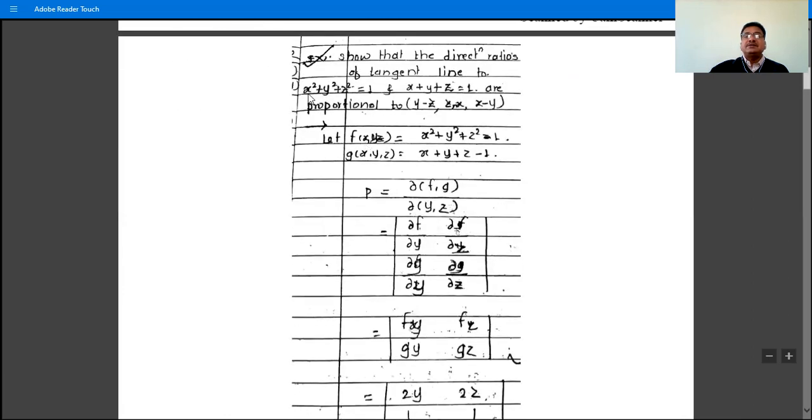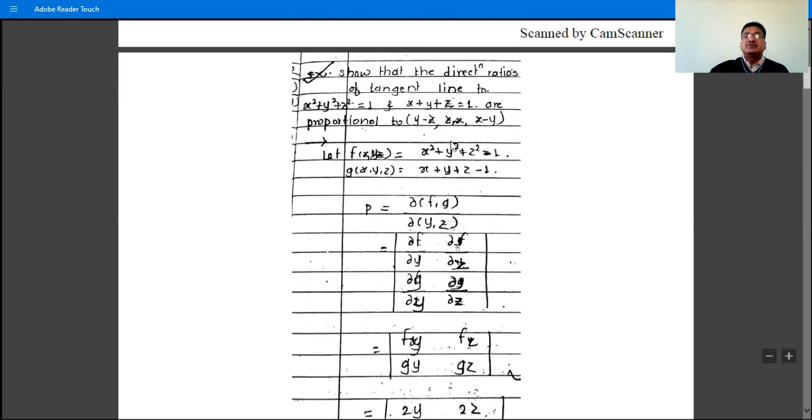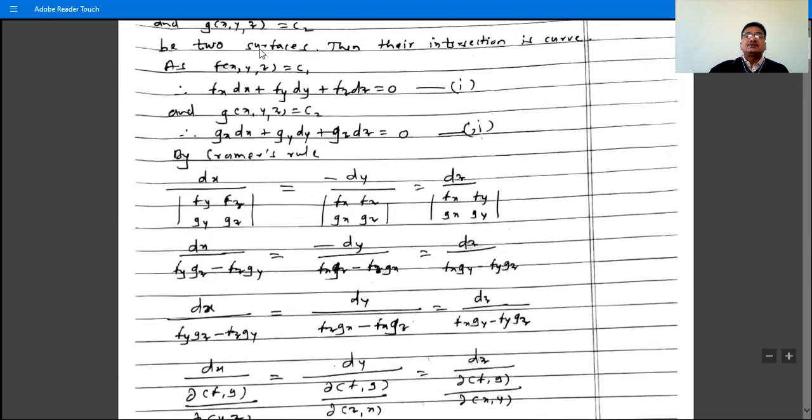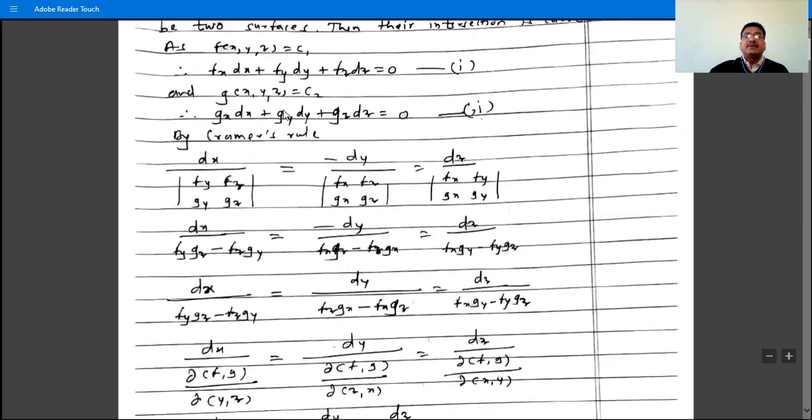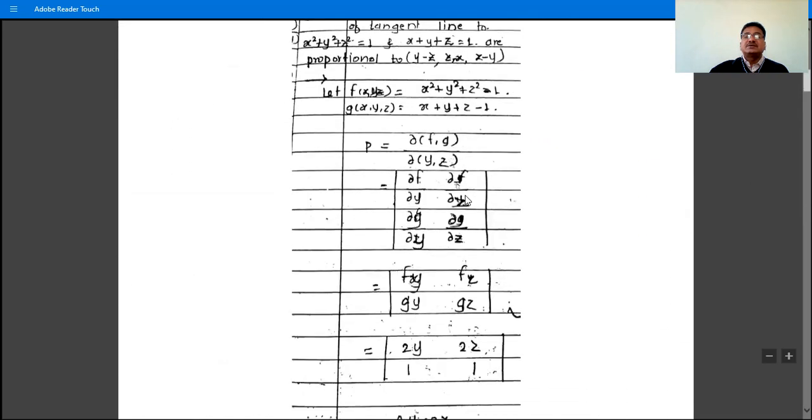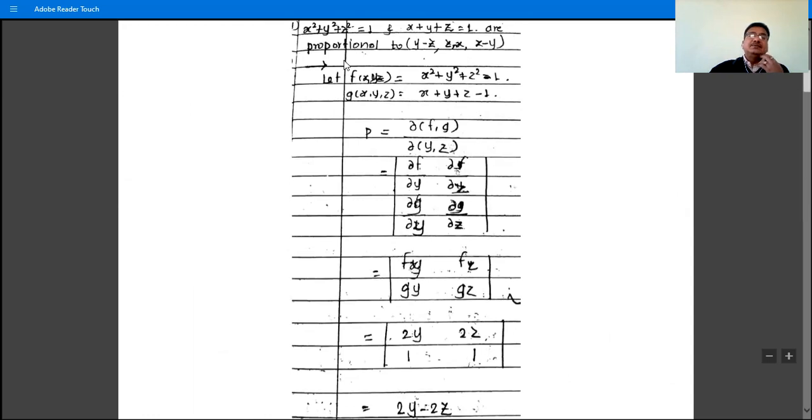So denote the given two equations of surfaces by small f and small g. So f(x,y,z) is x square plus y square plus z square minus 1 is equal to 0, and the second one is x plus y plus z is equal to 1, right? This is in the form f(x,y,z) = c1 and g(x,y,z) = c2, so denote the two surfaces by small f and small g.